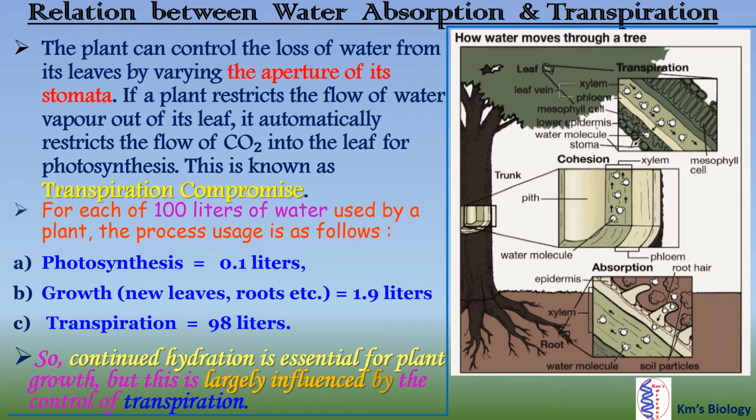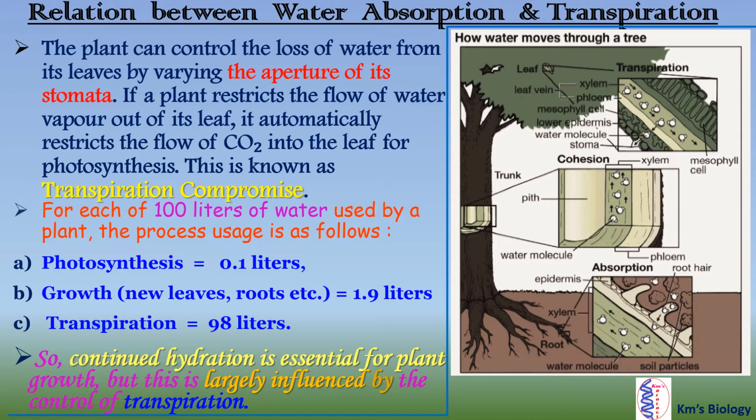To discuss about the correlative aspects of water absorption and transpiration. The plant can control the loss of water from its leaves by varying the aperture of its stomata. If a plant restricts the flow of water vapor out of its leaf, it automatically restricts the flow of carbon dioxide into the leaf for photosynthesis. This is known as transpiration compromise.